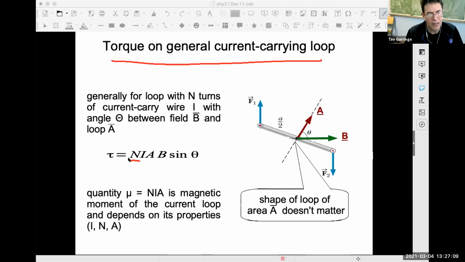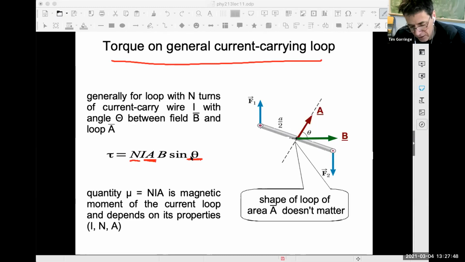Also, this general current carrying loop can have any shape. It doesn't have to be a rectangle. It could be a circle enclosing some area, or an ellipse, or something more complicated. The A here is the enclosed area inside the current carrying loop, and that may be a circular, rectangular, square, or some other shaped area.